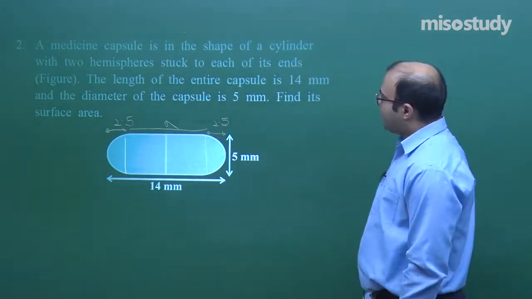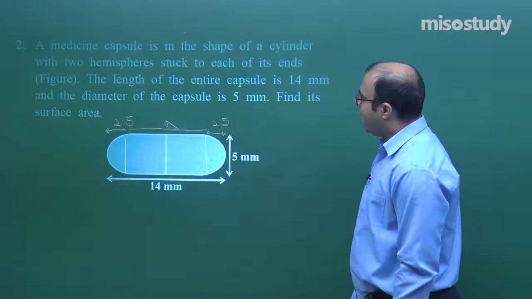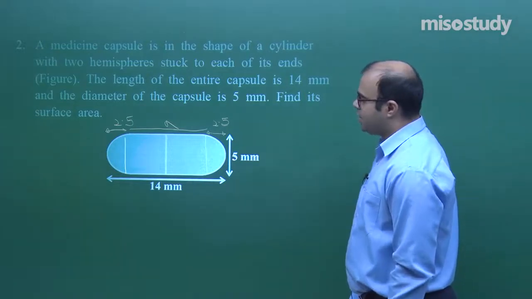The length of the entire capsule is 14 millimeter and the diameter of the capsule is 5 millimeter. Find its surface area.